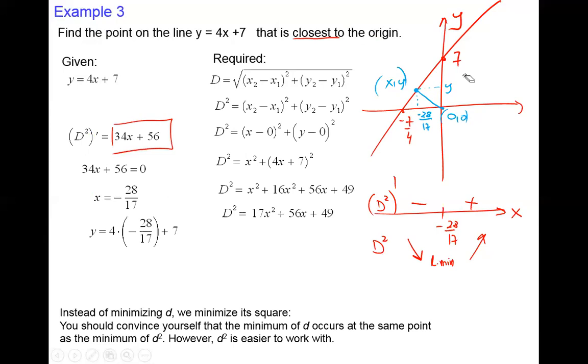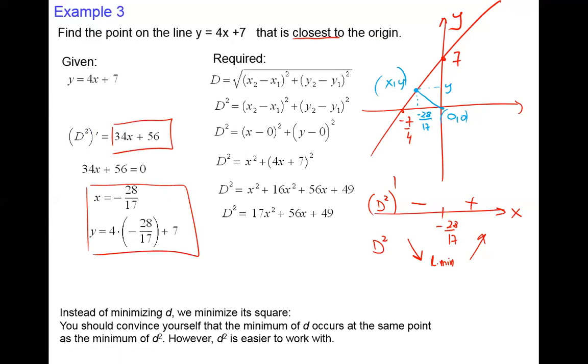And I was trying to compute y value. You can simply do the arithmetic. Negative 4 times 28 divided by 17 plus 7. I will just leave it like that. Okay, but that's the x and the y value. That's the point. And that we can see we did minimize a distance.